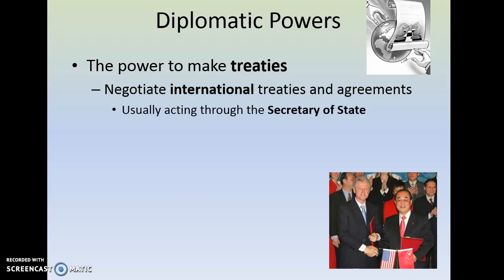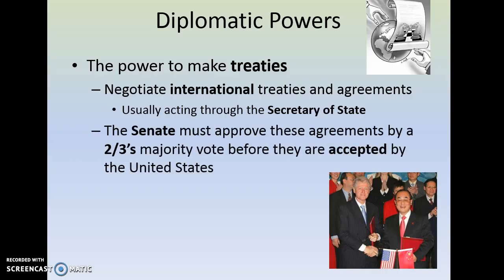He also has diplomatic powers. That means the power to make treaties, to negotiate international treaties, comes from the Congress. Okay, so Congress, Senate has to approve, using a 2/3 majority vote, treaties set up by the Secretary of State.